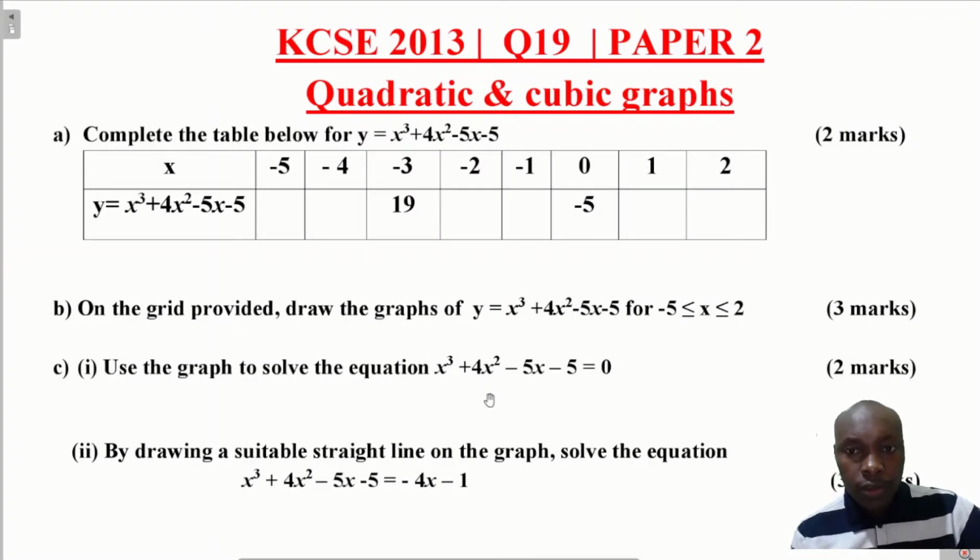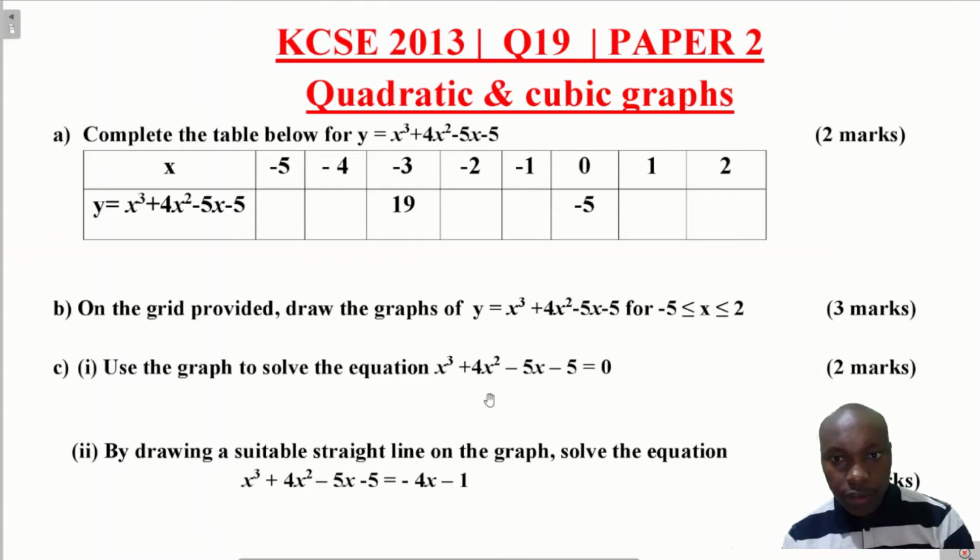Welcome to the lesson. This is KCSE 2013 question number 19, paper 2. The question is about quadratic and cubic graphs. Part A of the question: complete the table below for y equals x cubed plus 4x squared minus 5x minus 5. That is 2 marks.